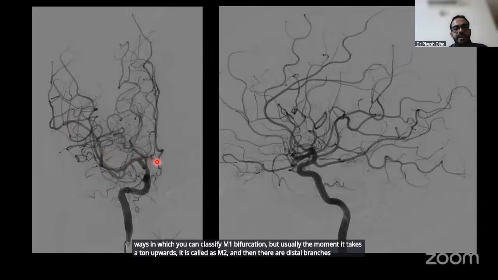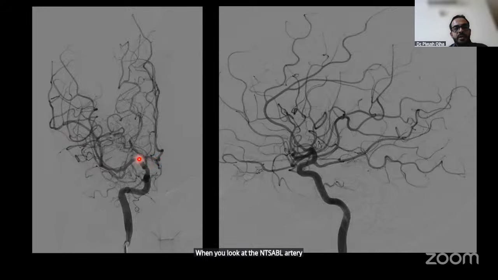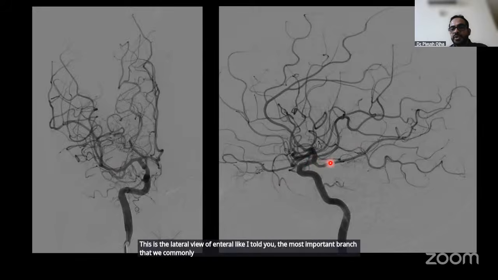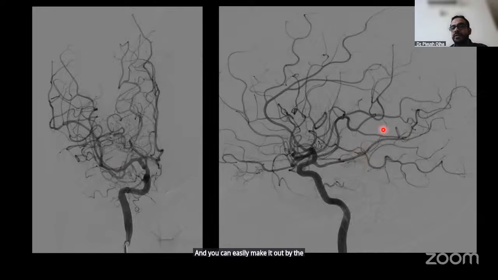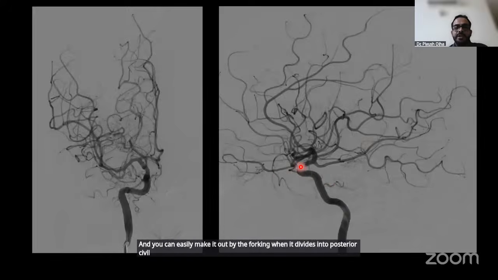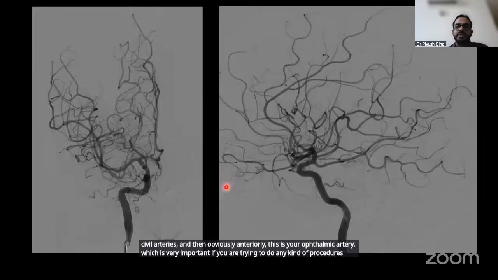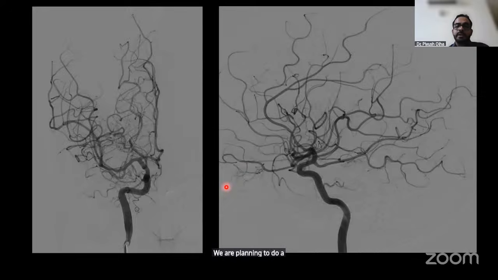When you look at the anterior cerebral artery, this is your A1 segment, followed by the anterior communicating artery segment, and then A2 and henceforth. This is the lateral view of the internal carotid artery. Like I told you, the most important branch that we commonly see is the posterior communicating artery, and you can easily make it out by the forking when it divides into posterior cerebral arteries. And then obviously anteriorly, this is your ophthalmic artery, which is very important if you are trying to do any kind of procedures, especially in pediatric patients with retinoblastoma, where we are planning to do a tumor and chemotherapeutic agent injection.